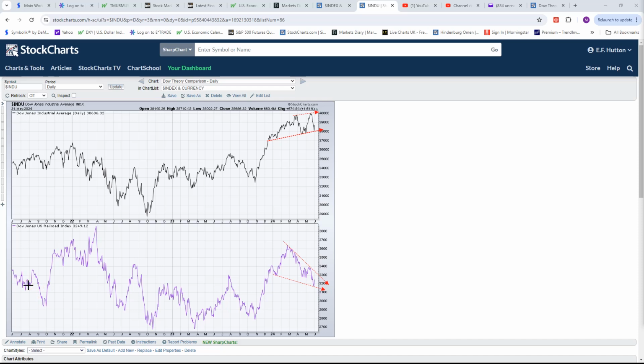The theory centers around identifying the trend for the Dow Jones Rail Average and the Dow Jones Industrial Average, which really hasn't changed that much since Charles Dow's day. There's 30 in it today, and I don't think it was much less back then.